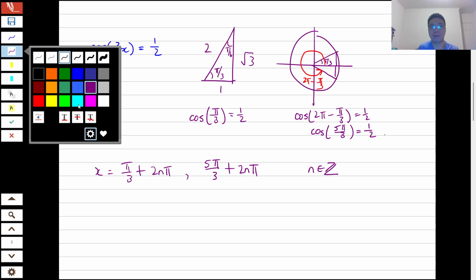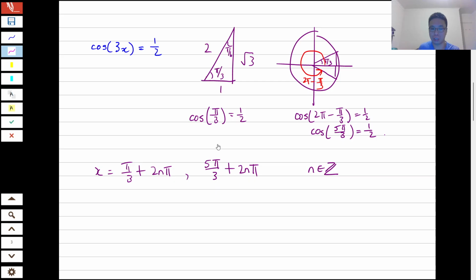some people would actually choose to write something else here. You could also write negative pi on 3 plus 2n pi. And the reason for that is to get from 5 pi on 3 to negative pi on 3, all I need to do is go backwards by 2 pi.